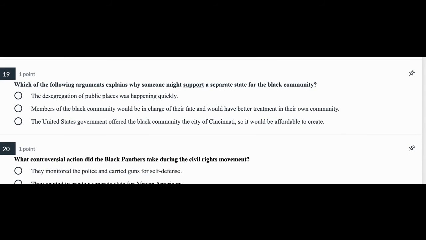19. Which of the following arguments explains why someone might support a separate state for the black community? The desegregation of public places was happening quickly. Members of the black community would be in charge of their fate and would have better treatment in their own community. The United States government offered the black community the city of Cincinnati so it would be affordable to create.